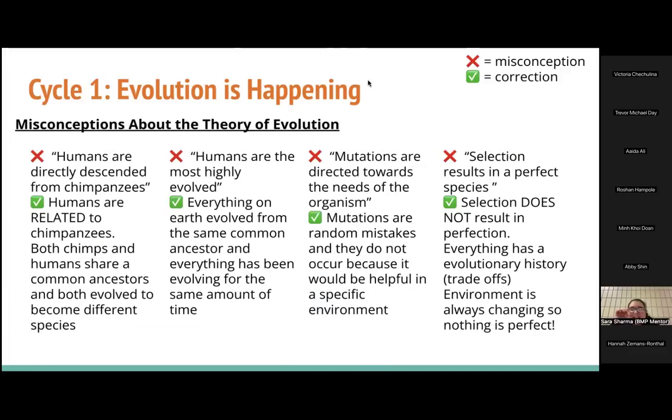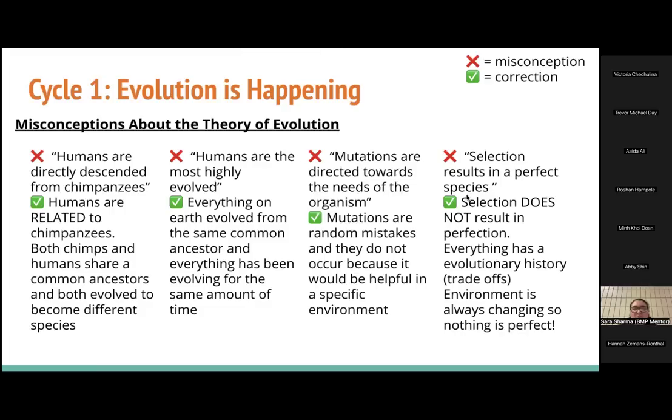All right, so this is our last slide, and this one simply falsifies a lot of the different statements about evolution. So the stuff with an X on it is the misconception, and then the check mark explains what it is in reality. So the first one is humans are directly descended from chimps. This is false. It's not true. We're related to chimps, so both humans and chimpanzees came from a common ancestor, and we both evolved to become different species. However, we're not descendants of chimps, so that's important to know.